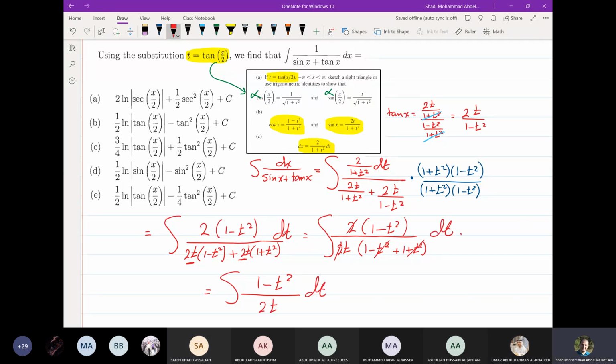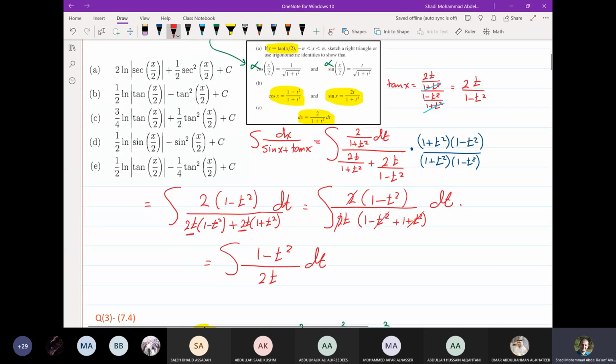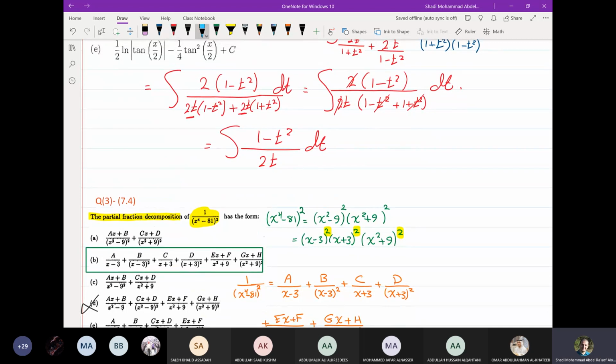So the question becomes like this. In this case, it's a simple case, so I don't need the partial fraction. But to simplify it, you need what? To divide it as long division. Or maybe you can write it as minus t. You can split it into 1 over 2t minus t over 2. Also, it's possible. If you split it without division, you will get 1 over 2t minus t over 2 dt. And then you can integrate this one.